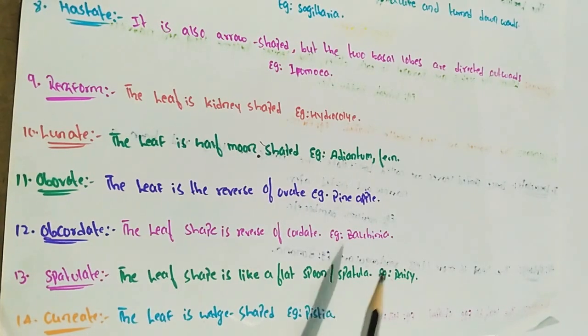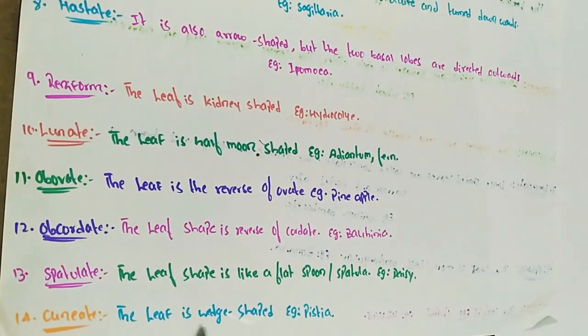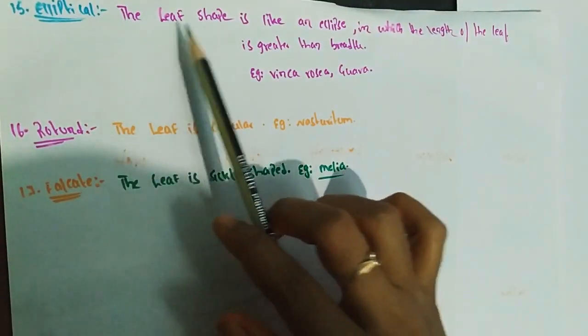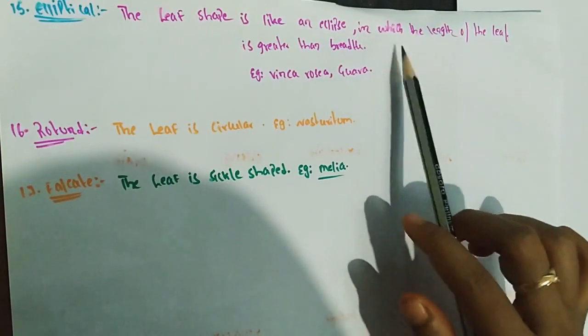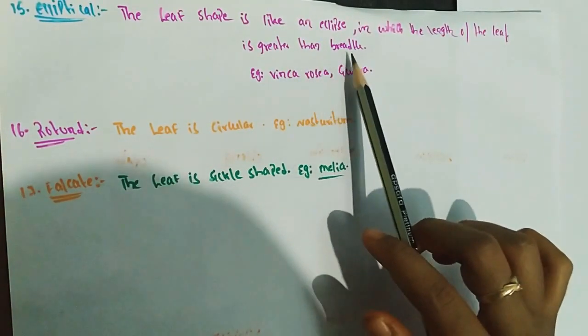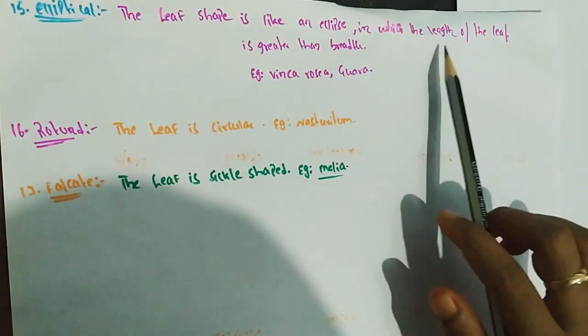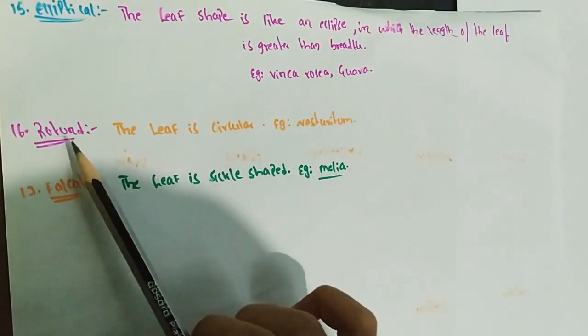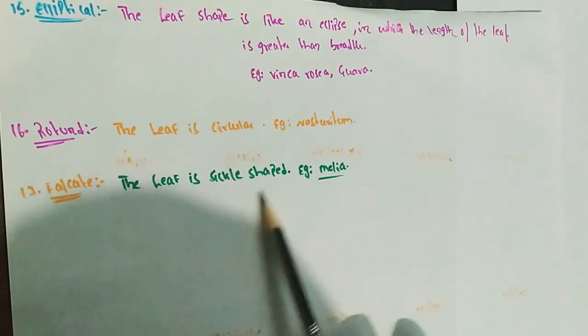Example, daisy. 14th type, cuneate. The leaf is wedge shaped. Example, pistia. 15th type, elliptical. The leaf shape is like an ellipse in which the length of the leaf is greater than the breadth. Example, Vinca rosea. 16th type, rotund. The leaf is circular.